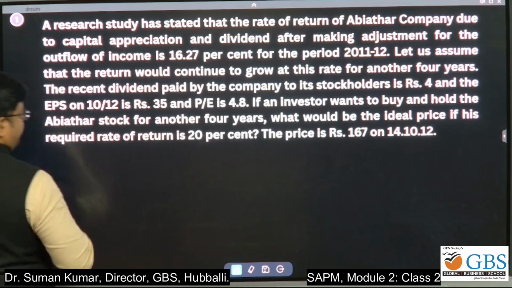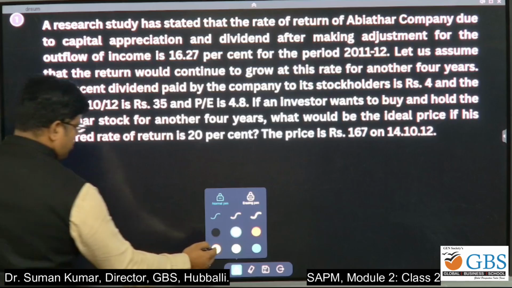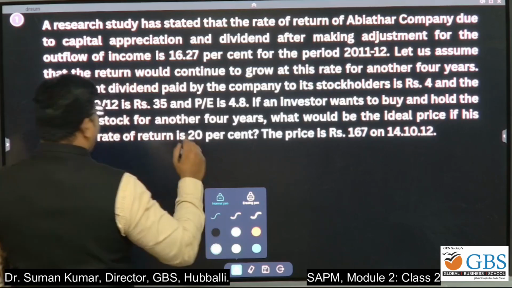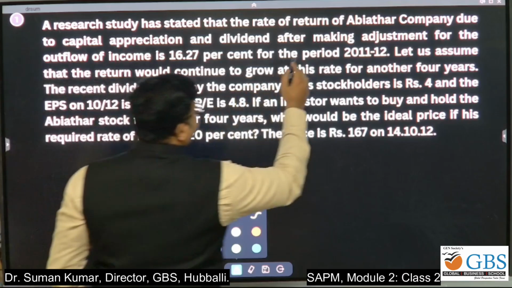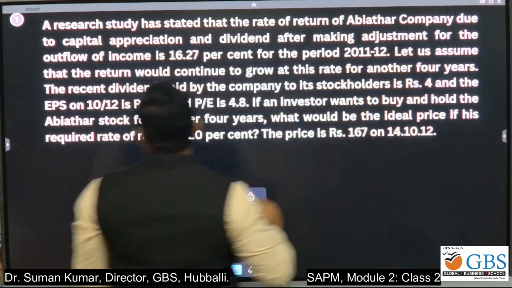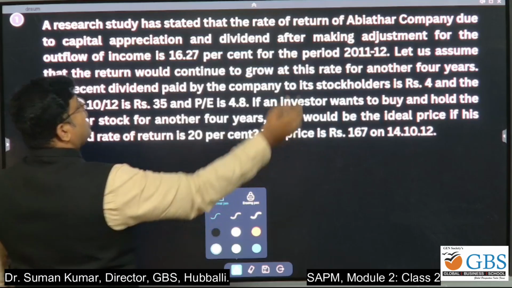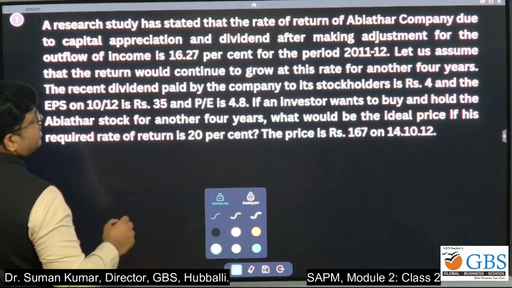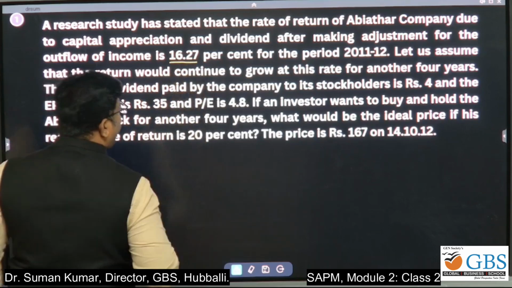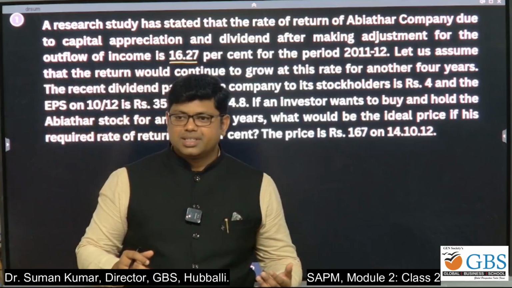A researcher's study has stated that the rate of return of Abhiathar company due to capital appreciation and a dividend, after making adjustment for the outflow of income, is 16.27%. What is this? Growth rate.